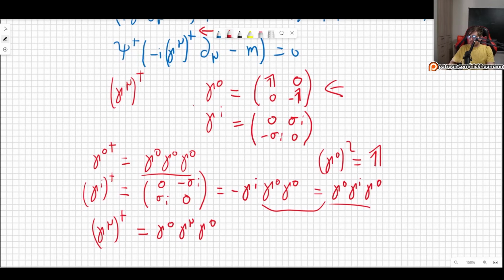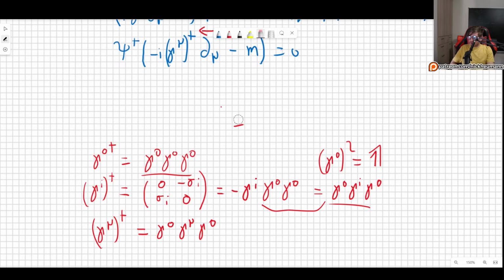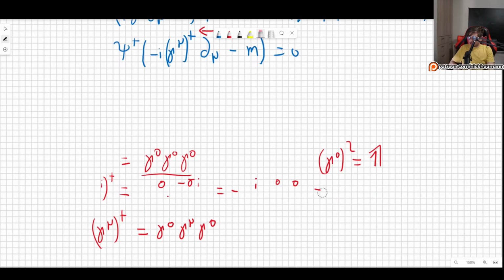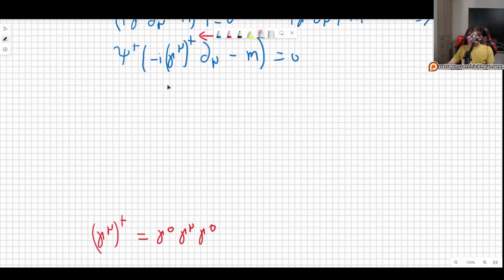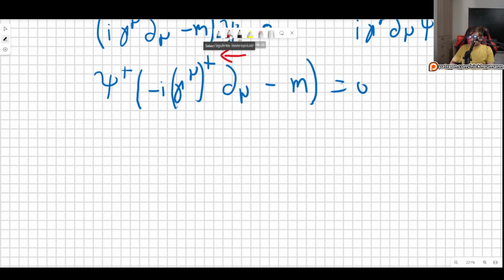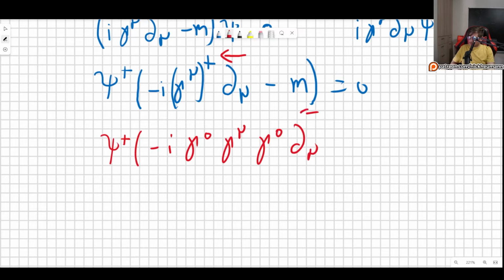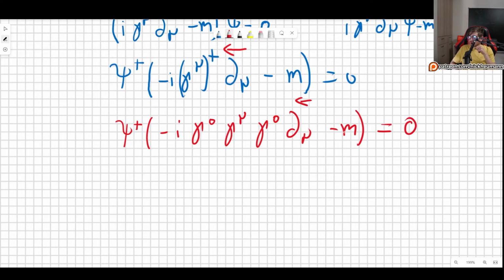Okay, so with that proof, we can now go back into our beautiful equation there and just plug it in. There we go. So we have psi conjugate, minus i, gamma 0, gamma mu, gamma 0, d mu with the left arrow, minus m. This is equal to 0. So now we are going to multiply from the right by gamma 0, right? So gamma 0 there, so that we can multiply it through.